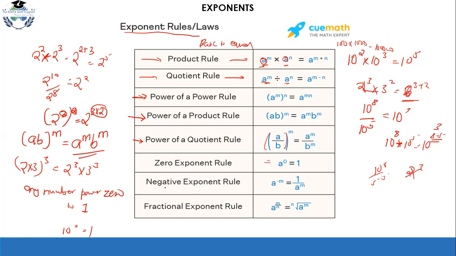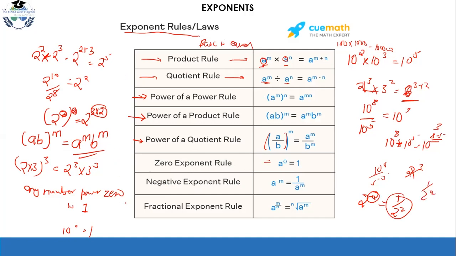The next rule, again, really important to remember: the negative exponent rule. So if you have 2 power negative 2, this is the same as 1 over 2 squared. Right? So the negative 2 makes it into a fraction. So it's just going to be 1 over 2 squared.